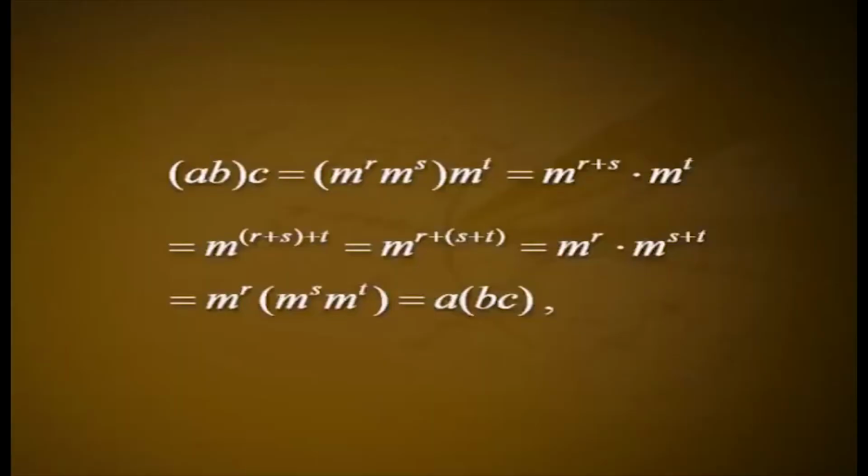G1. If we also take c = m^t, then (ab)c = (m^r m^s) m^t = m^(r+s) m^t = m^(r+s+t) = m^r m^(s+t) = m^r (m^s m^t) = a(bc), showing the associativity.